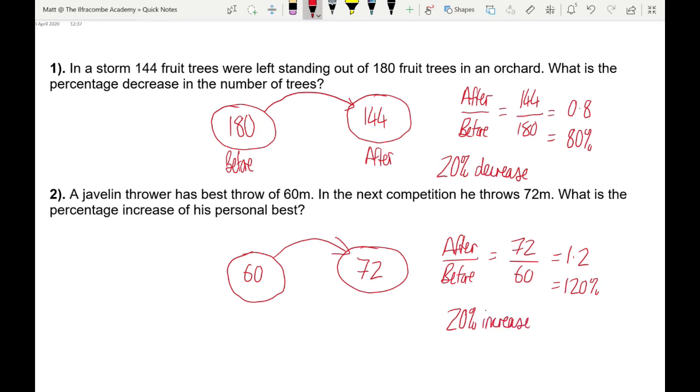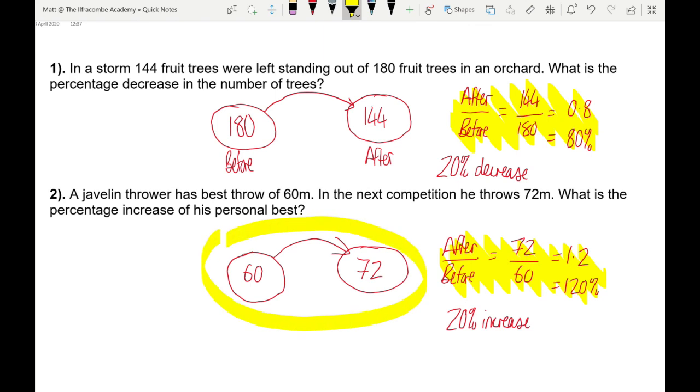So this sum here, after divided by before, is not always big number over little number or little number over big number. It depends. If you're talking about something that's going down, then you'll have your after, your smaller number, on the top. If you're talking about something that's getting bigger, then the after number will be bigger. That's the number that goes on the top. However, the secret is to always draw the picture. If you always draw the picture, there's no way you can go wrong.